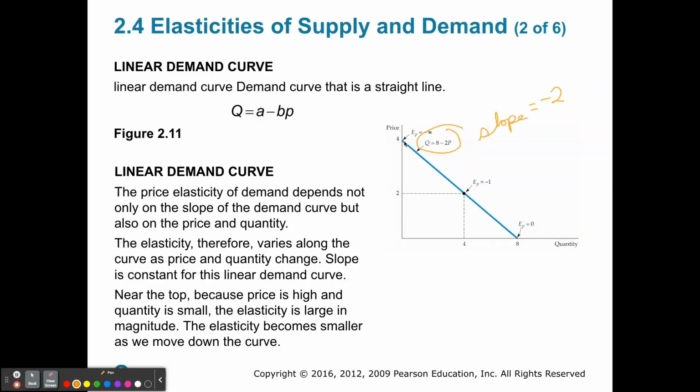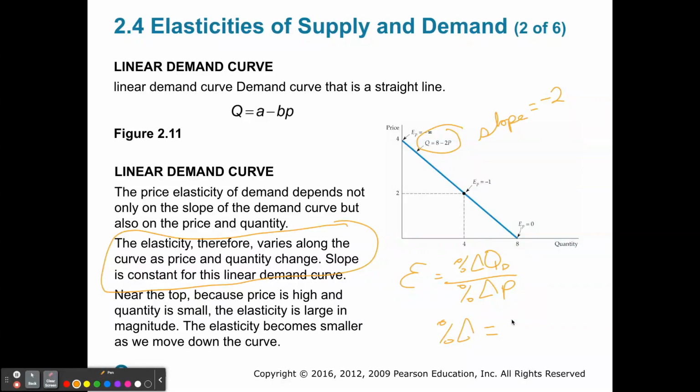But despite the fact that the slope is constant, what you see here is that the elasticity changes along the curve. Why? Because elasticity is equal to percentage change in quantity demanded over the percentage change in price. But how do you calculate percentage change?